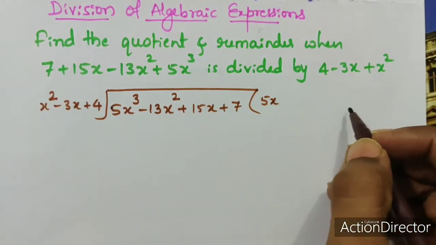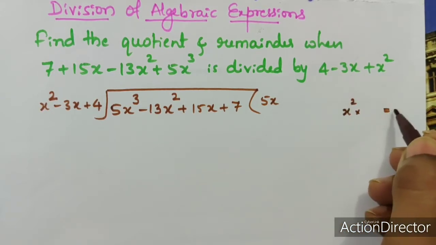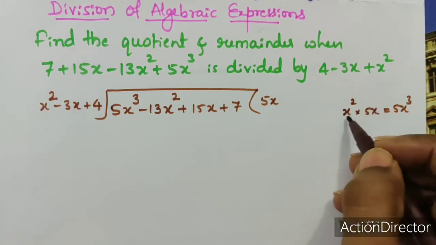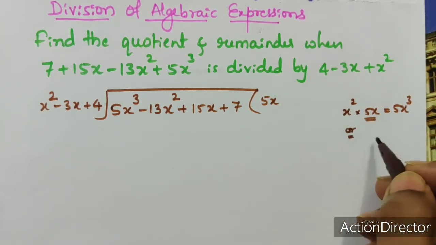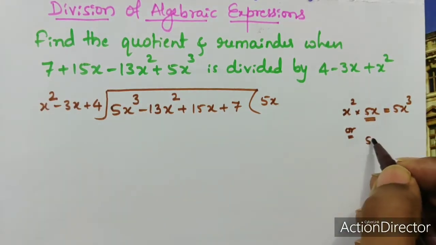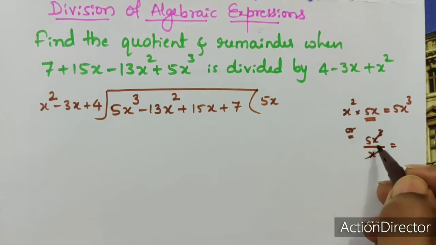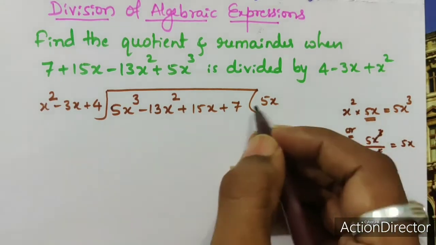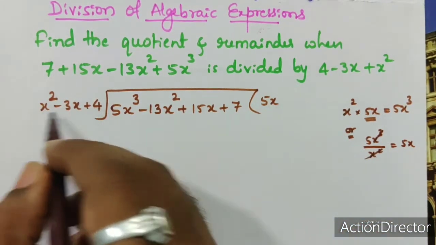As I discussed in the last question, x square into what is 5x cube? x square into 5x will become this. So this will go to the quotient. Or I also showed another way: if you divide this 5x cube by x square, you will come to know the quotient. X square cancels, out of 3 x's, 2 x's are cancelled, 5x left. So therefore 5x should be multiplied. But one thing you must remember, this 5x has to be multiplied with all three terms.